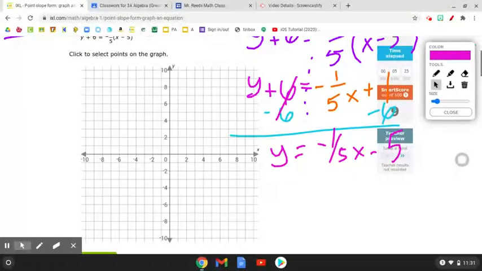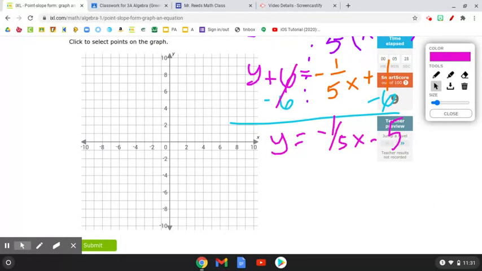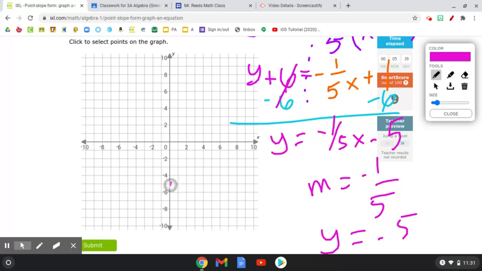Once I have it in slope-intercept form, now we can graph, because we know that our slope is negative 1 over 5 and my y-intercept is negative 5. So we go to our y-axis, go to negative 5, plot that point, and then use my slope. Remember, this is rise over run. So we're rising negative 1, which means we're going down 1, and we're running 5, which means we go right 5. 1, 2, 3, 4, 5, point there. Down 1, 1, 2, 3, 4, 5. And I can make as many points as I want on this graph.